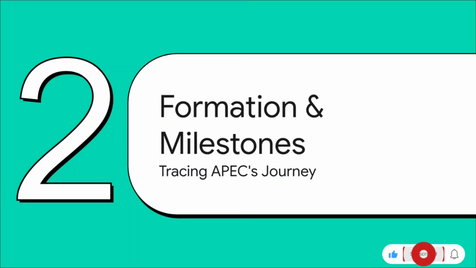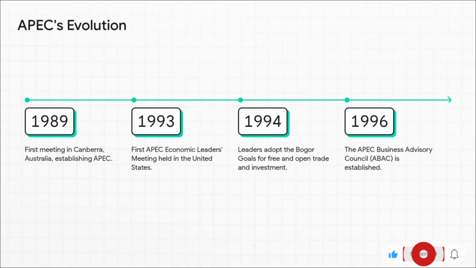So, how did this whole thing even start? Let's trace its history to see how APEC grew into the powerhouse organization that it is today. This timeline really shows you the key growth spurts. It all kicked off in 1989, an idea from the Australian Prime Minister Bob Hawke. Then, just a few years later, in '93, it got a massive boost when the US hosted the very first leaders' meeting. In '94, they set their big, ambitious Bogor Goals.